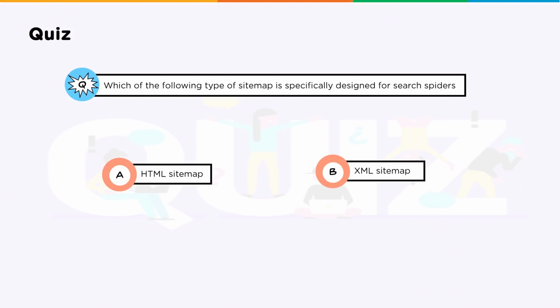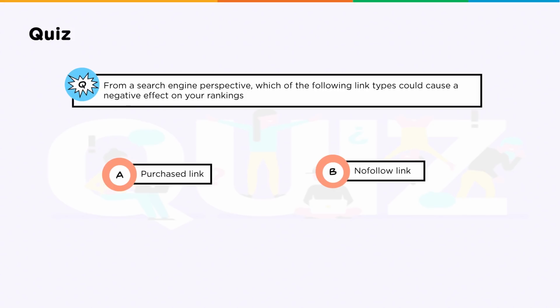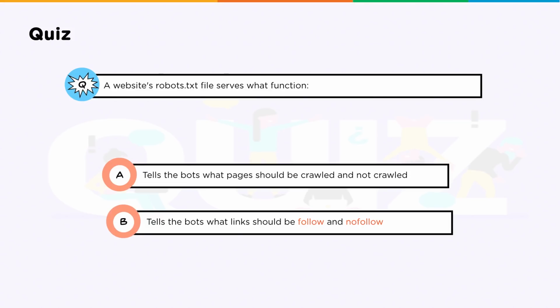Okay, another question for you. From a search engine perspective, which of the following link types could cause a negative effect on your rankings? It's either A, purchase link, or B, no follow link. So again, if you know the answer, or just take an educated guess, go ahead and put the answers in the comment section below.